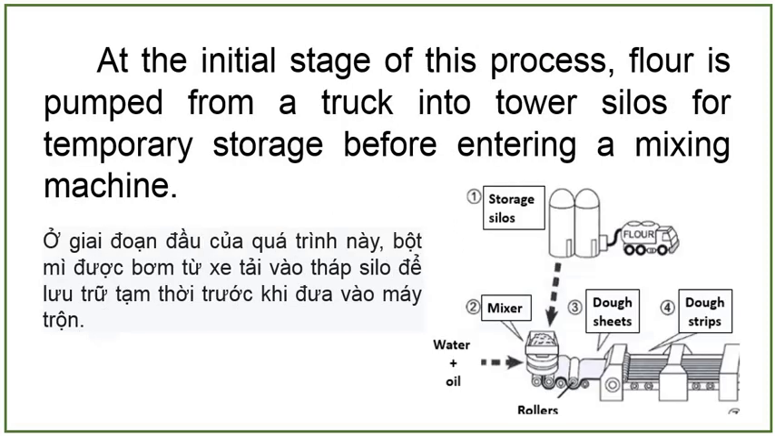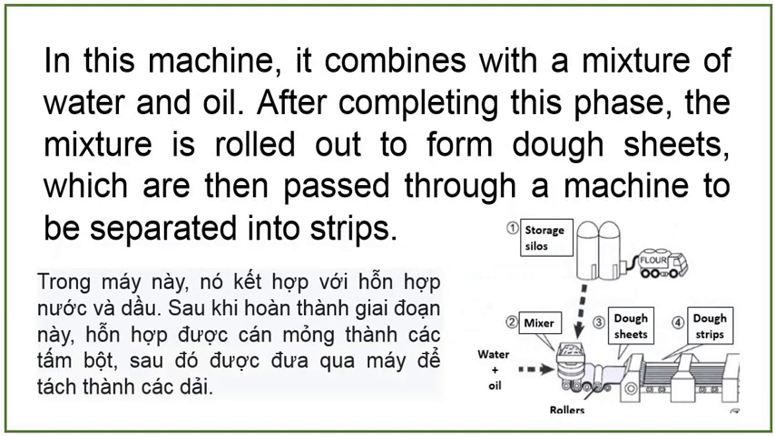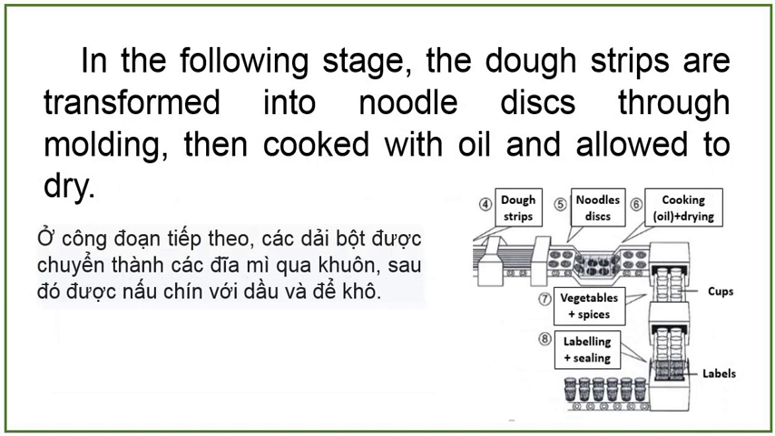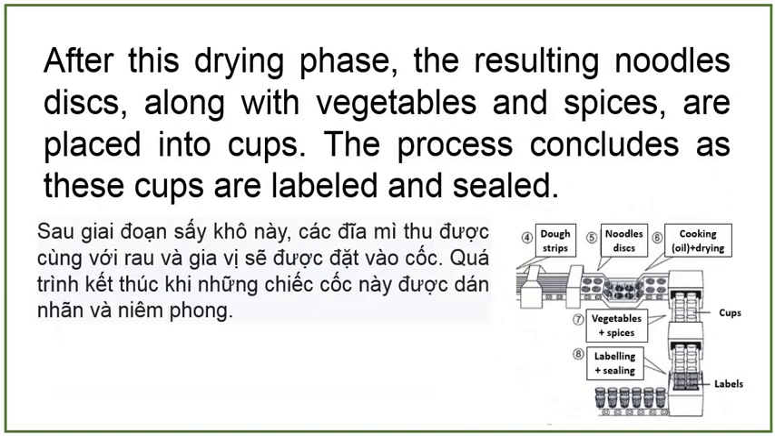At the initial stage of this process, flour is pumped from a truck into tower silos for temporary storage before entering a mixing machine. In this machine, it combines with a mixture of water and oil. After completing this phase, the mixture is rolled out to form dough sheets, which are then passed through a machine to be separated into strips. In the following stage, the dough strips are transformed into noodle discs through molding and cooked with oil and allowed to dry. After this drying phase, the resulting noodle discs, along with vegetables and spices, are placed into cups. The process concludes as these cups are labeled and sealed.